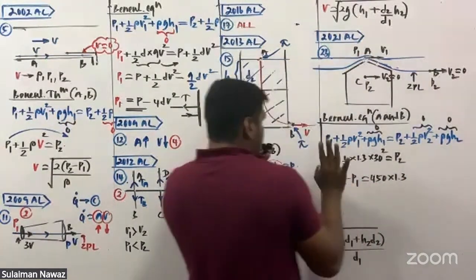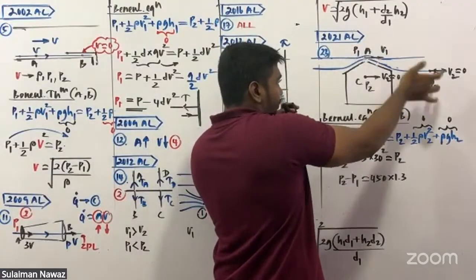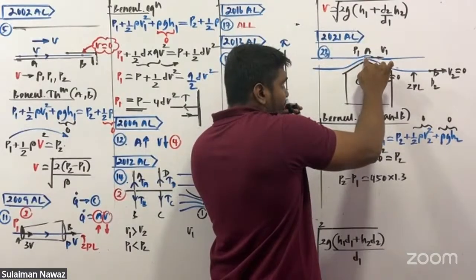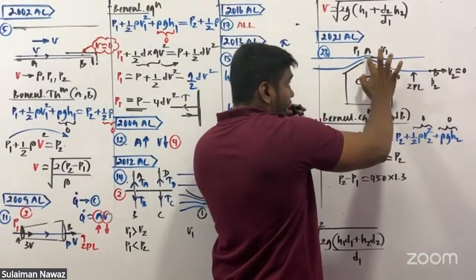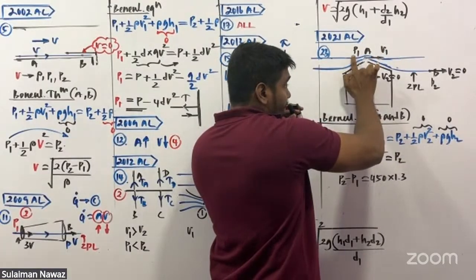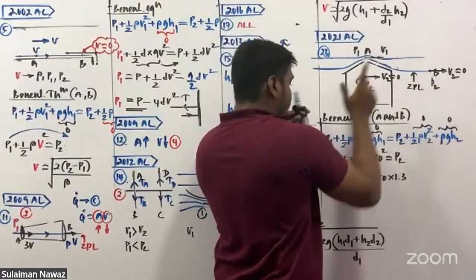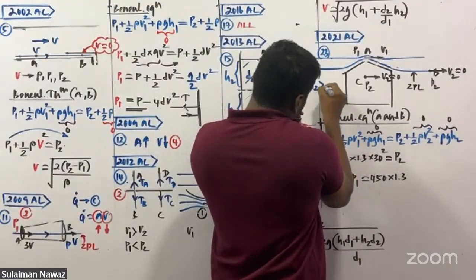P2 minus P1. Now tell me, which one is larger when you compare P1 and P2? We know velocity is large at point A. Velocity is small, 0 at point B. The larger the velocity, the smaller the pressure. The smaller the velocity, the larger the pressure. We know P2 is larger than P1. That's obvious.